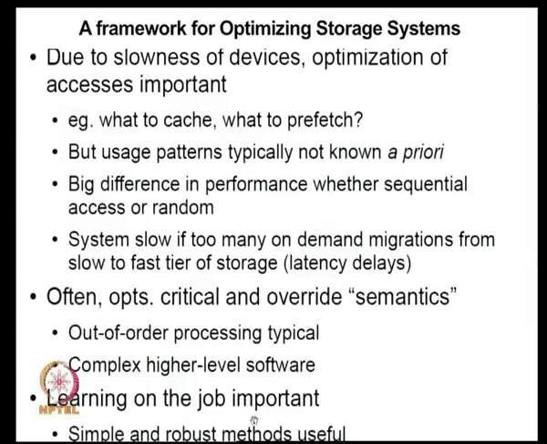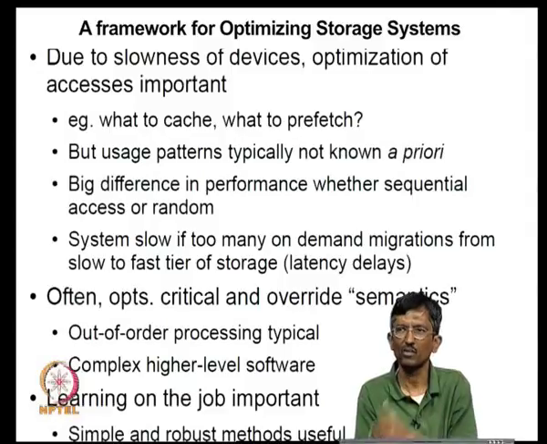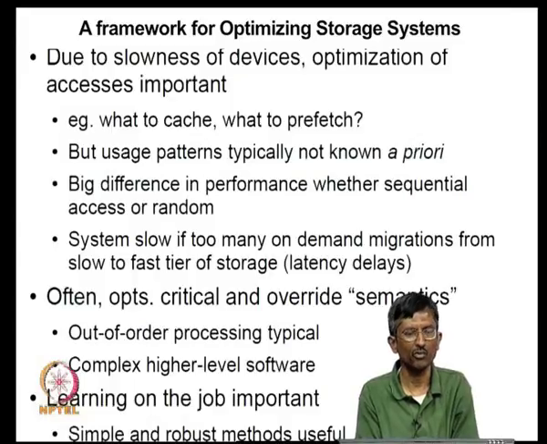Due to the slowness of devices, optimization of access is very important: what to cache, what to prefetch. Caching is demand based. Prefetch means you get it before it is actually requested, so you somehow have to guess when it is going to be required, and when to prefetch.